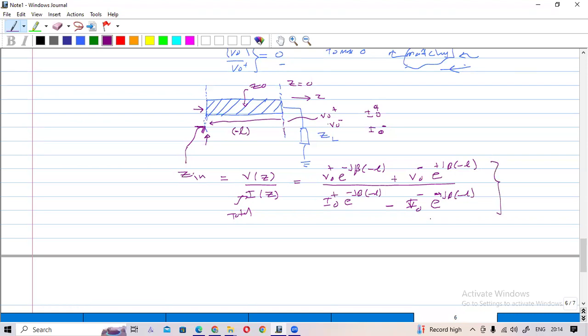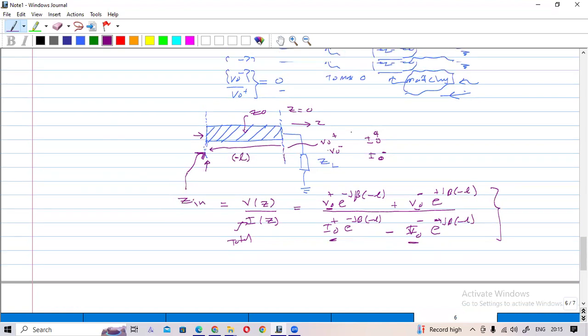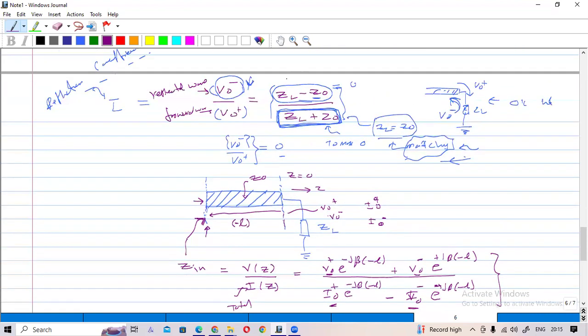Then what you have to do is get rid of these terms: V naught minus, I naught plus and I naught minus. I think you can get rid of them using this equation.